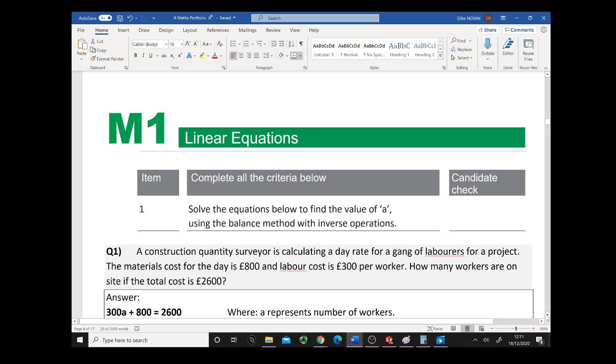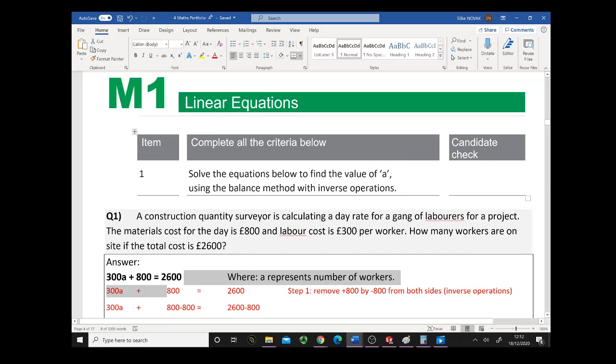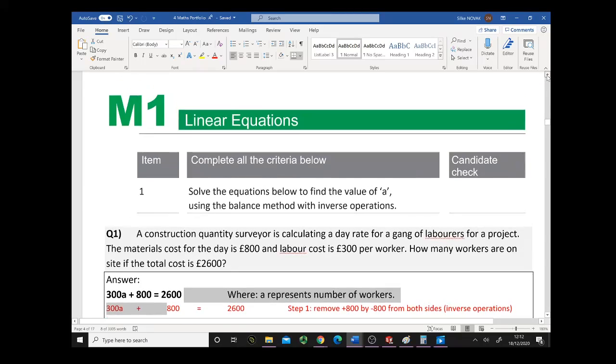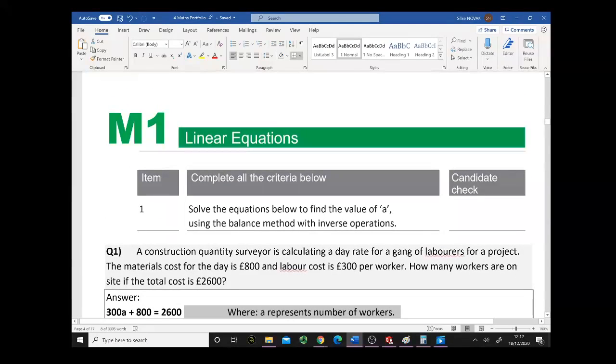So first up, a construction quantity surveyor is looking for workers on site when he knows the total cost of the site. So you put that on one side of the equation. And then on the other side of the equal sign, you are going to be adding up the individual costs. So we've got labour costs and material costs. Material cost is 800, so that's nice and easy.